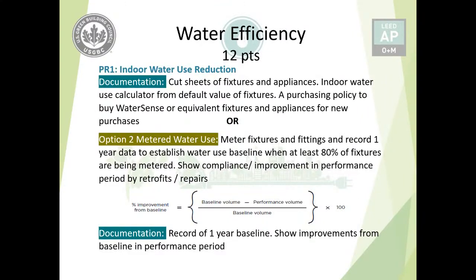Then after this baseline, you will apply some retrofits. You might make some repairs, fix some leaks. After that you will start the performance period. In the performance period, you will show with the help of your bills, or whatever was your criteria for establishing a baseline, similar criteria will be followed here, and an improvement will be shown based on this formula: baseline volume minus performance volume, divided by baseline. So the documentation is the complete record of the 1 year baseline, the improvements based on this formula, and the retrofits and repairs that are done.